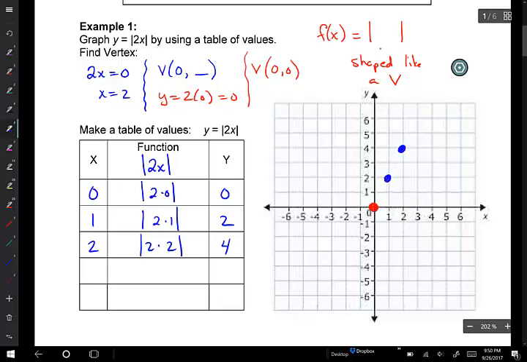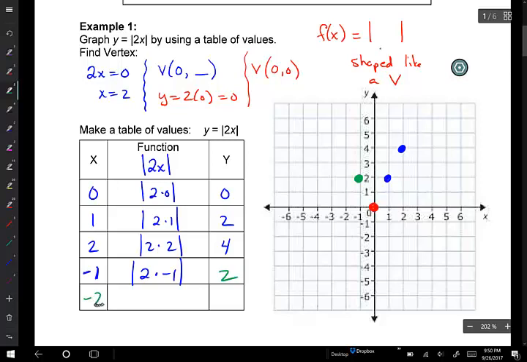Now an absolute value function takes everything and outputs a positive out of it. So let's plug in the value negative 1. So 2 times negative 1 is negative 2, and the absolute value of negative 2 is 2. So I'm going to put this in green. So that's the point negative 1 comma 2. Now, do you notice that the first blue dot and the green dot are reflections across the y-axis?